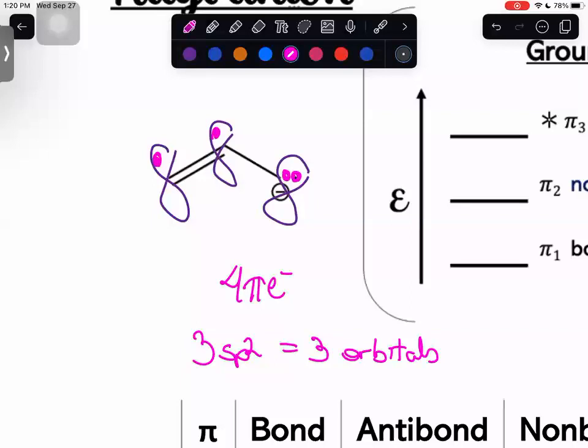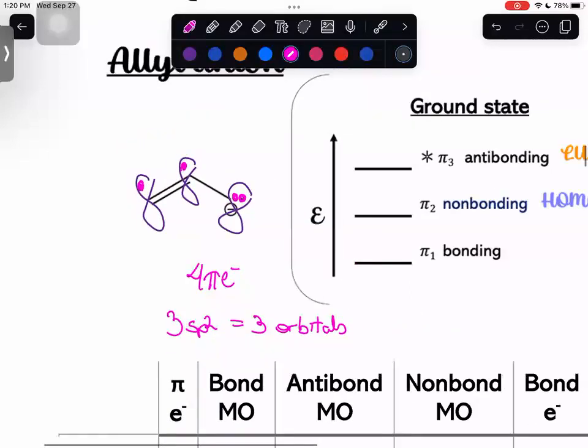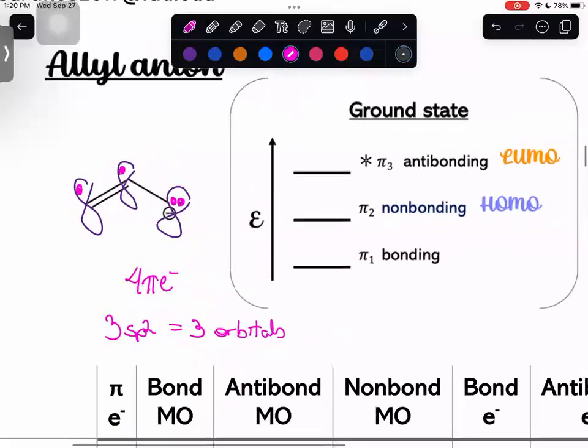There's no non-bonding, like what we saw with the very first molecule. Okay, now. If I'm looking at the ground state, how many electrons am I gonna see in pi 3? Zero. What about pi 2? What about pi 1? You always start from the bottom to the top. Always from the bottom to the top.